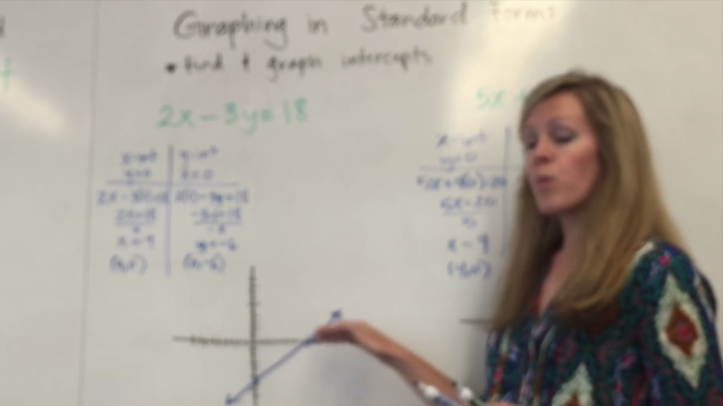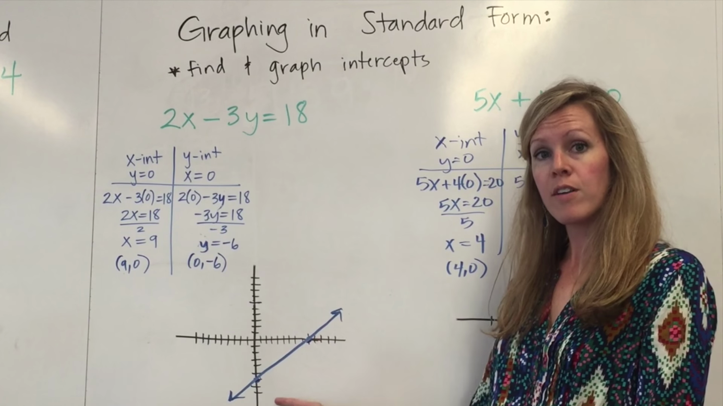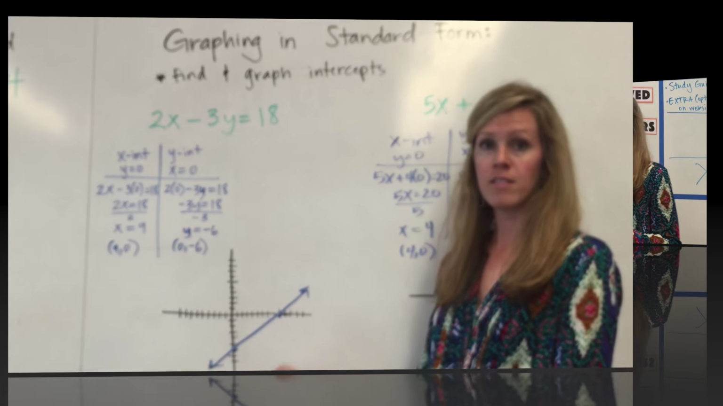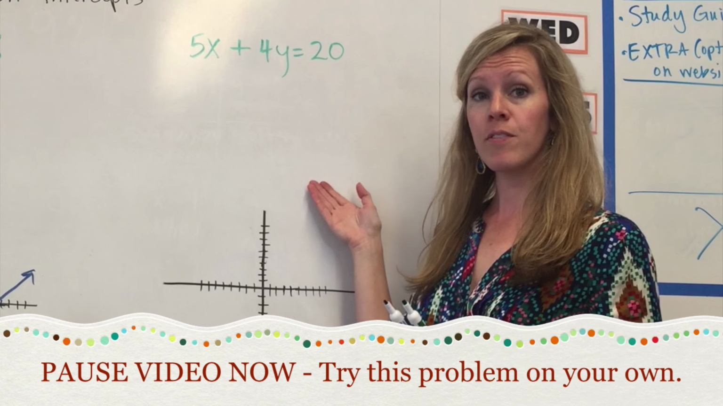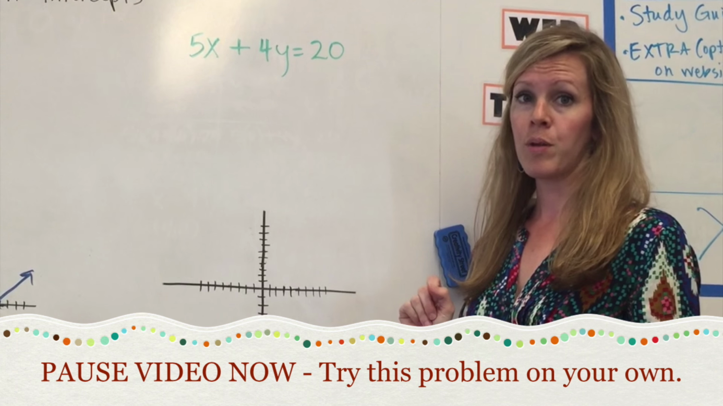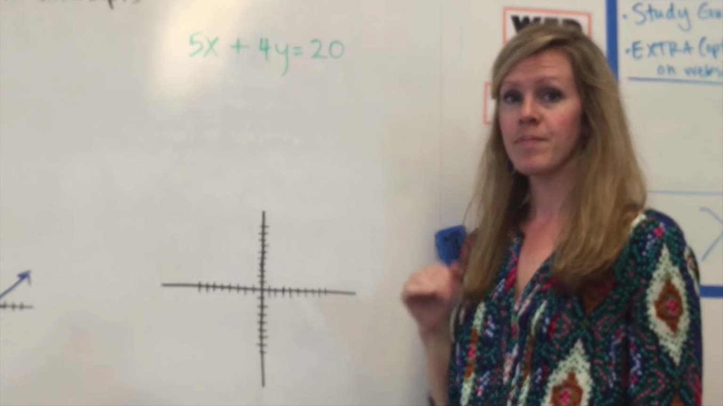Remember, the intercepts are where the line crosses the axis. So the x-intercept is where the line crosses the x-axis, and the y-intercept is where the line crosses the y-axis. Now I want you to pause the video, find the intercepts for this equation, and graph them on a coordinate plane. Pause the video now and work out this problem.